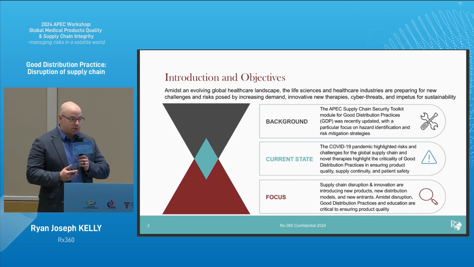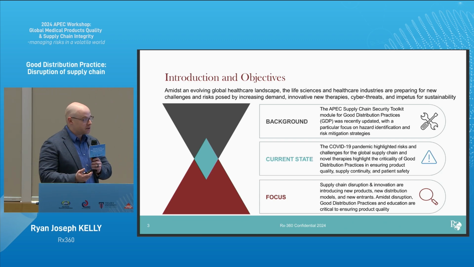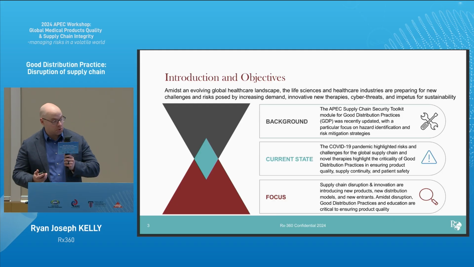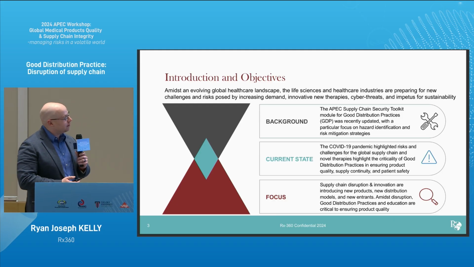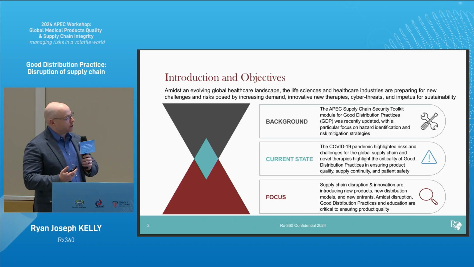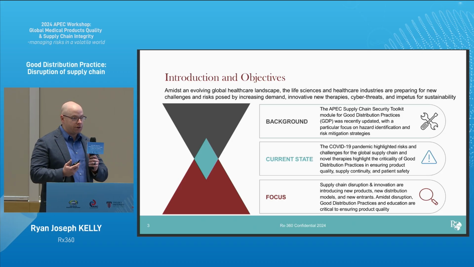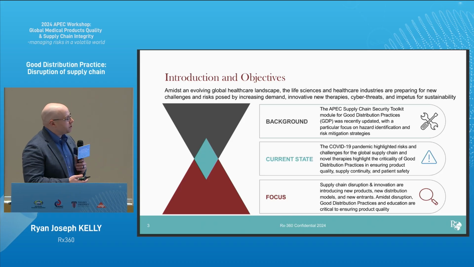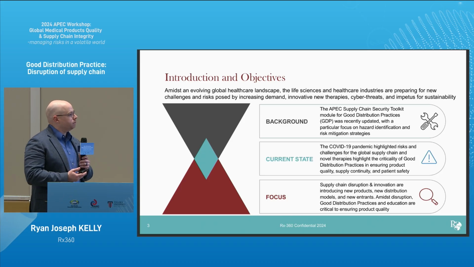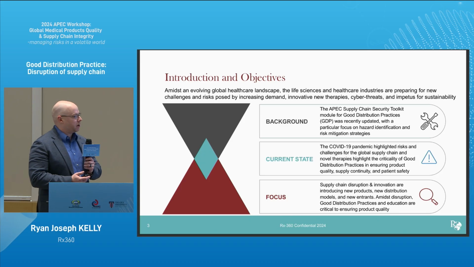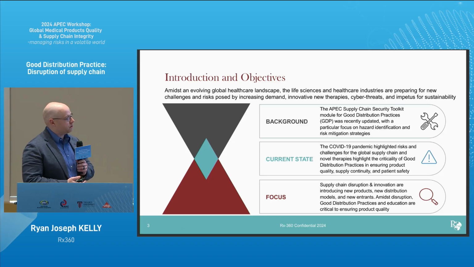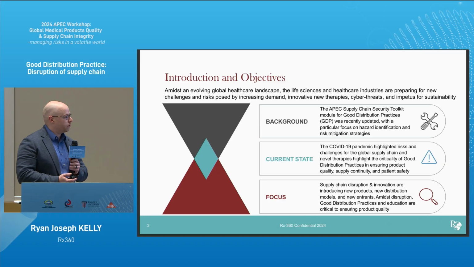And as we all experienced coming back from the most recent meeting in Singapore, the growing threat of cyber threats, most notably recently from the CrowdStrike event, and we're all undergoing and facing an impetus for supply chain sustainability. And so the APEX Supply Chain Security Toolkit and the model for GDP is in process now of being updated, and it will now have an additional focus on hazard identification and risk mitigation strategies as we go forward.